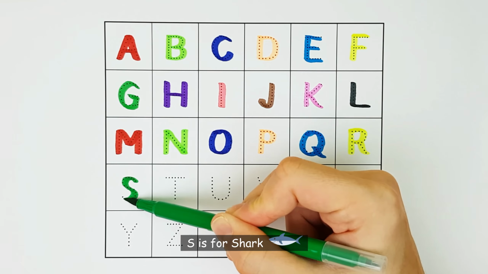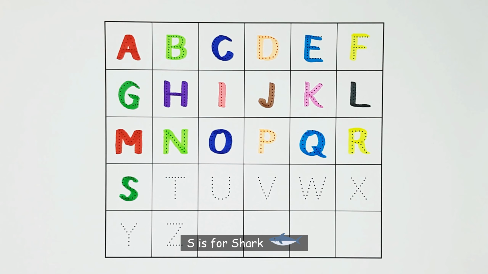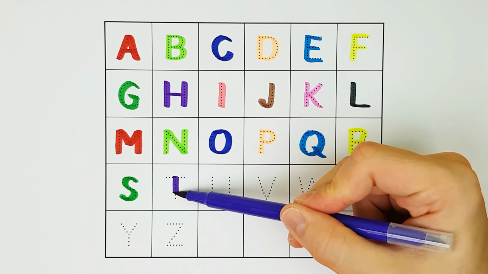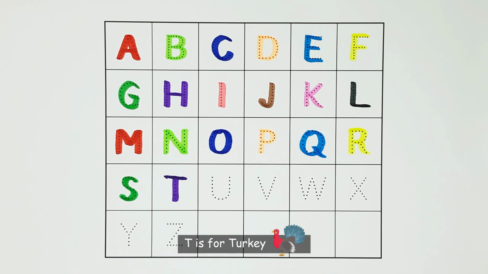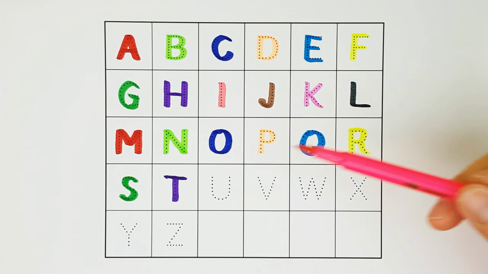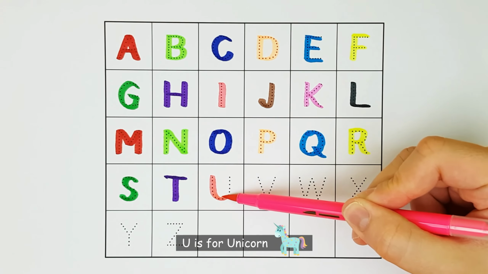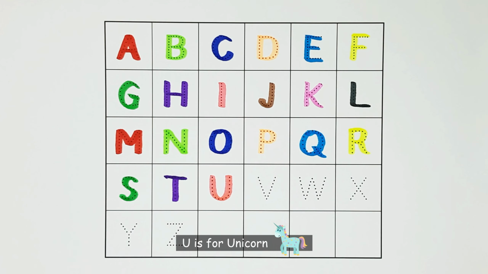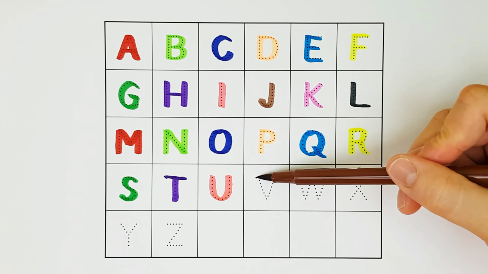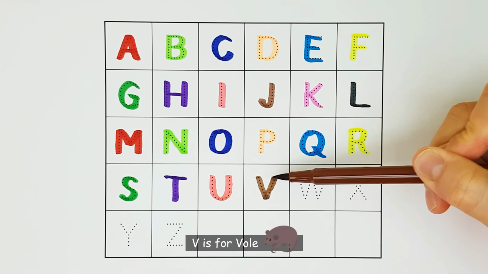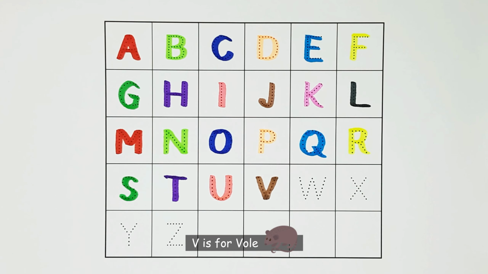S. S is for shark. T. T is for turkey. U. U is for unicorn. V. V is for vole.